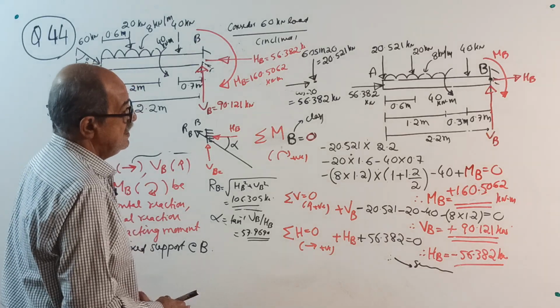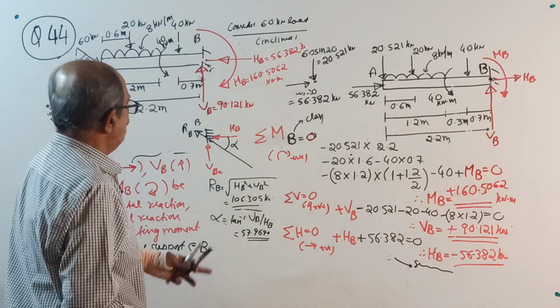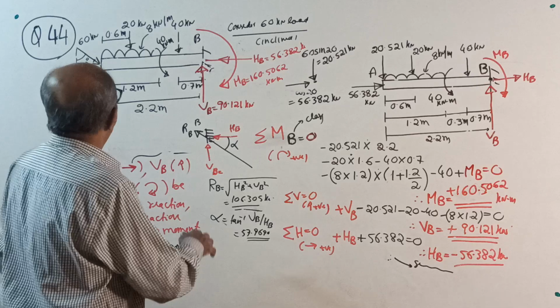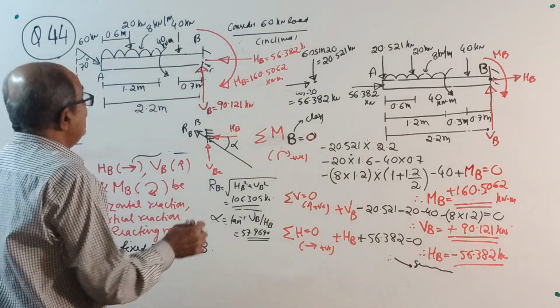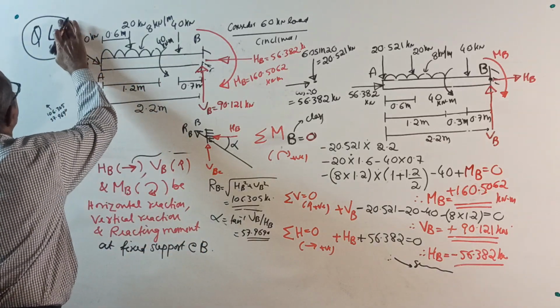Vertical how much reaction? 90.1. Yes, correct. It is more than 45 degrees because vertical is more. Question 44 completed. I will go to question 45 now.